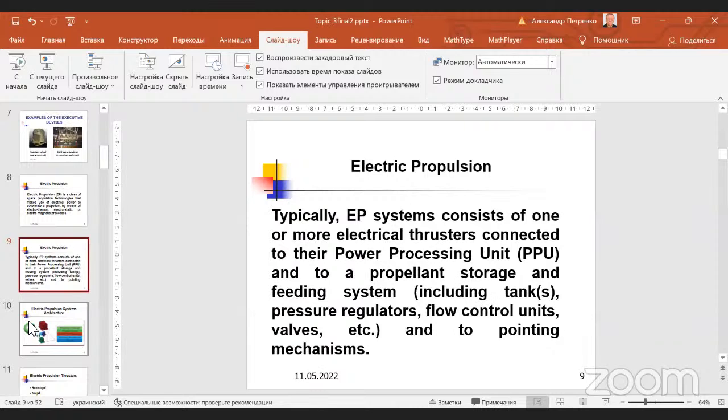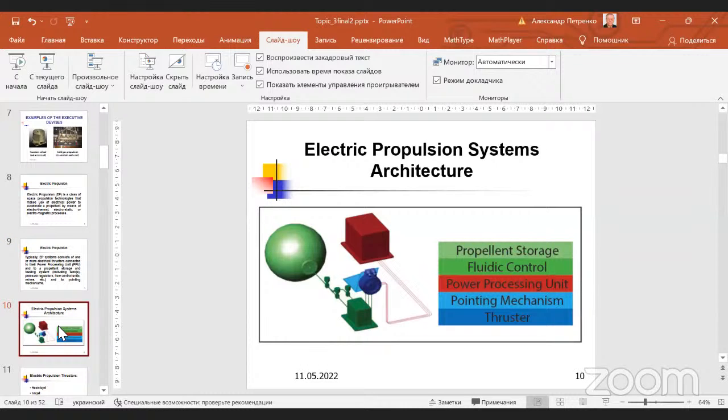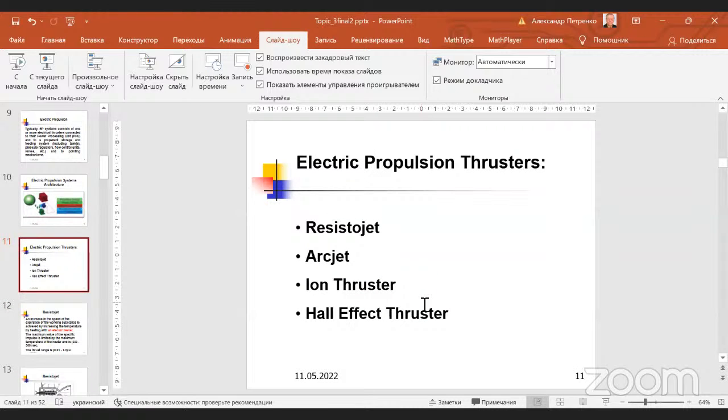And to a pointing mechanism. And the general presentation of the electric propulsion system architecture is presented here. You can see here the tank for working substance, fluid control system, power processing unit, and here is presented a direct electric propulsion thruster. So electric propulsion thrusters can be divided into resistojet, arcjet, ion thruster, and Hall effect thruster.